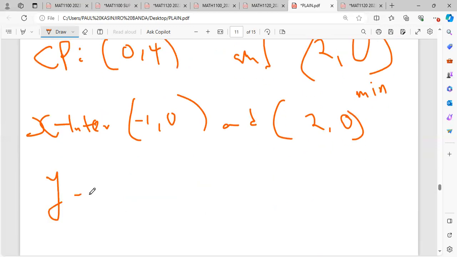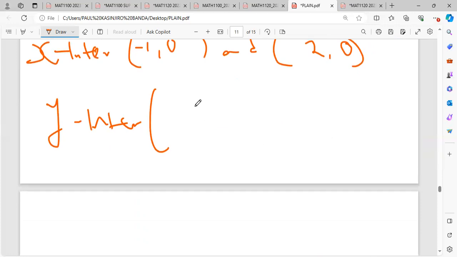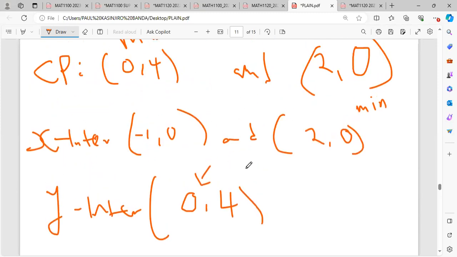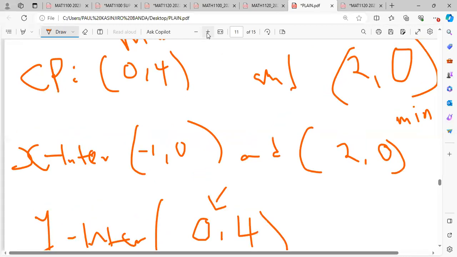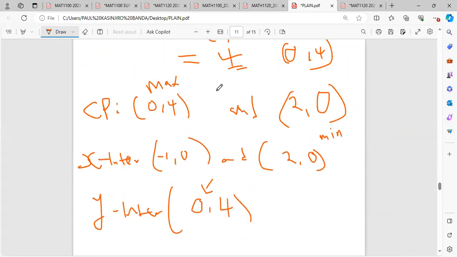Then y-intercept, what did we get? Y-intercept, what did we get? We got (0, 4) there. Okay, so on the y-intercept, the x should always be 0, like that. Okay, so these are details that we've gotten from whatever we are solving there. So from now there, we can use this information to solve or to graph this function. Okay, so that's the information there.